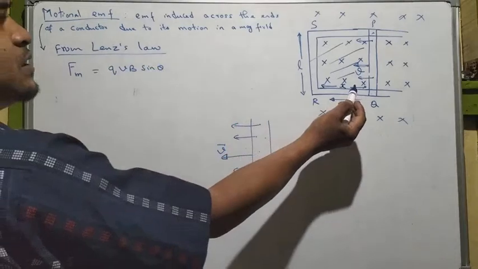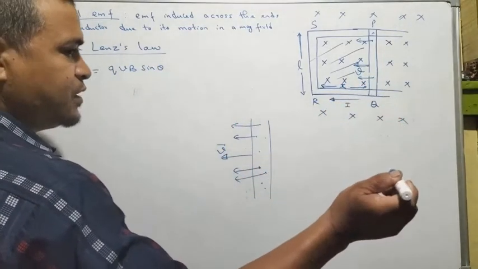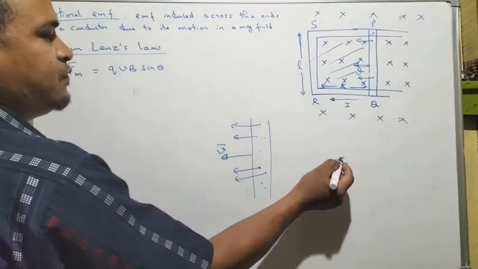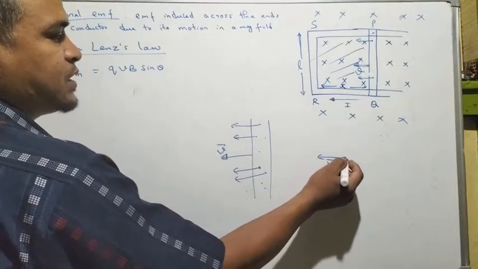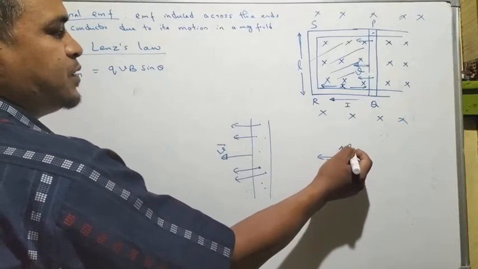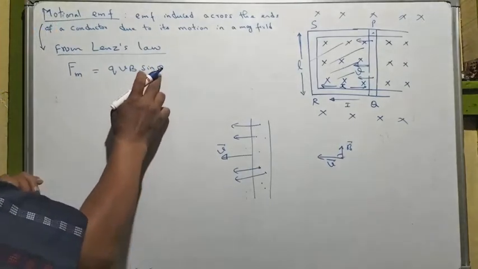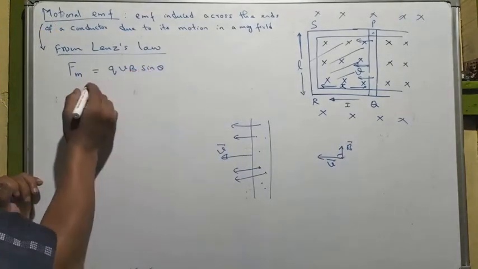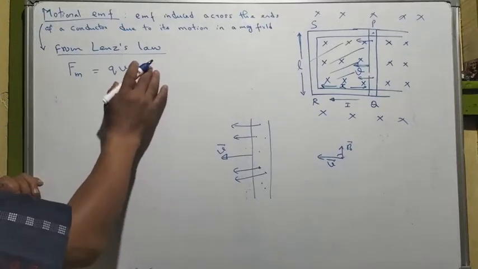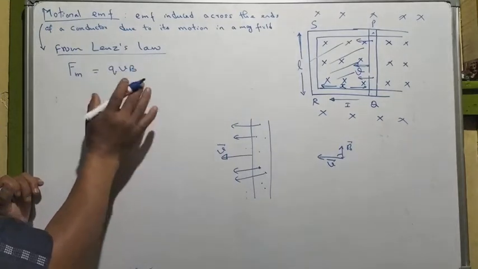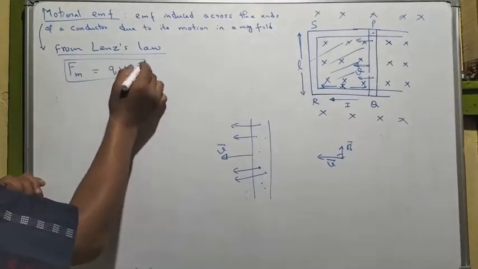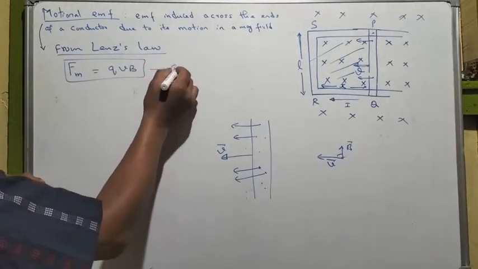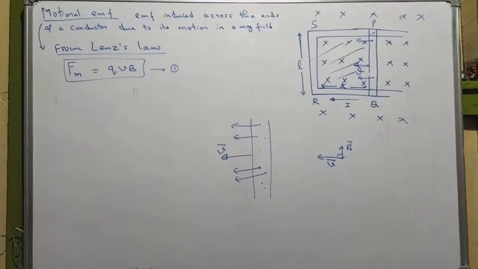But in this case, the magnetic field is directed inward, and the velocity is acting in this way. So the angle between V and B is 90 degrees. When this angle is 90 degrees, sine theta will be 1. So 1 times QVB will be just QVB. So this is the magnetic force which is experienced by the charge in a uniform magnetic field B.